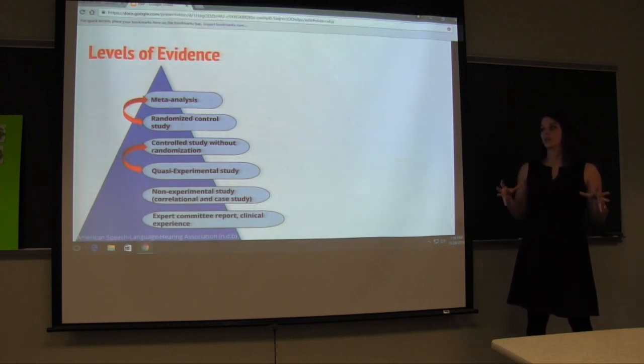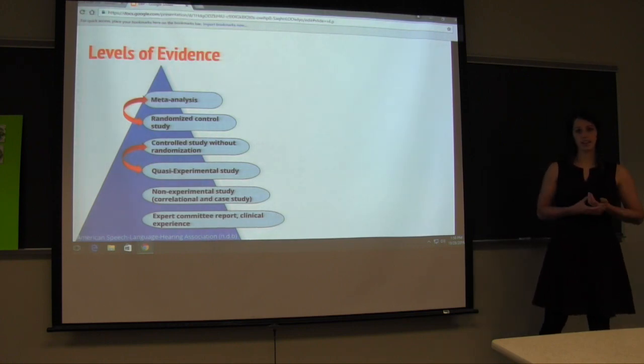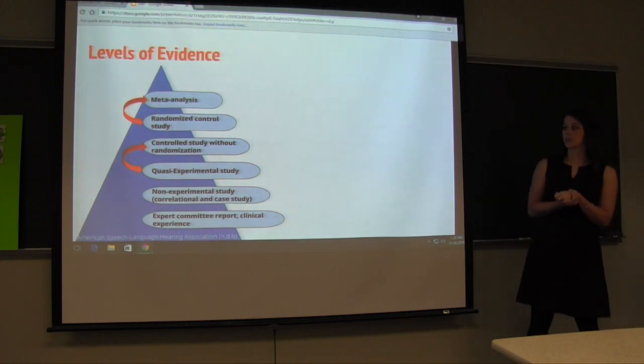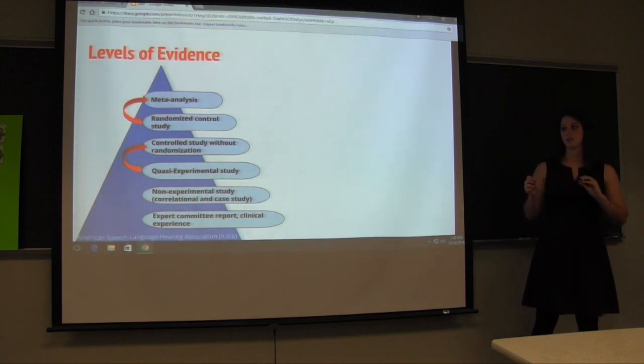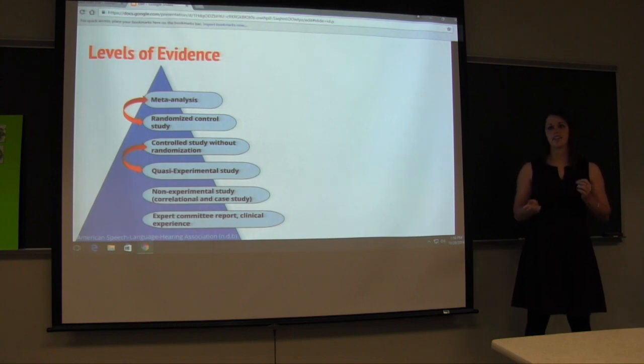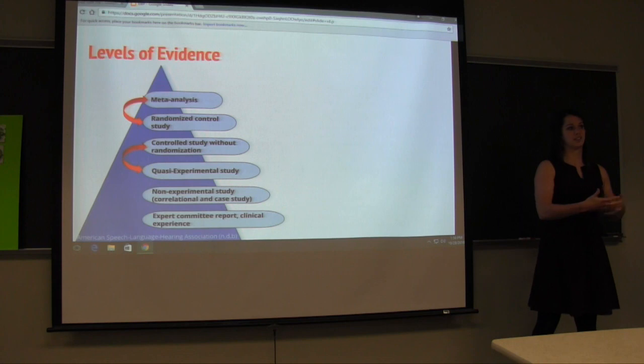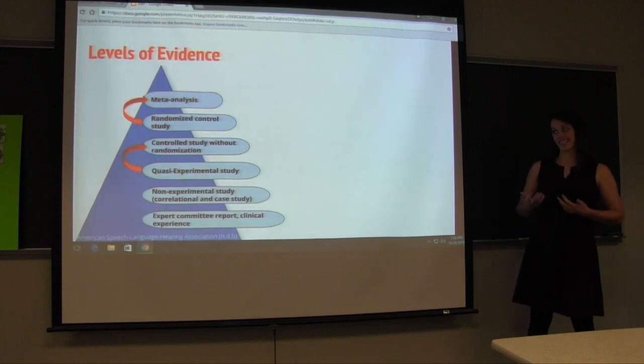And they try to combine the results of those studies to come up with an overall conclusion about the question that they are asking. A randomized control study is a more experimental type study in which the researchers randomly place participants into groups and then manipulate variables to see what the outcome is for whatever question they have.